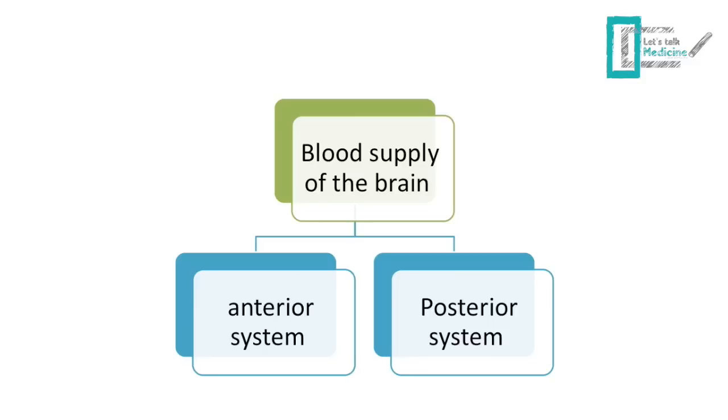And today we're going to talk about the blood supply of the brain and the blood supply of the spinal cord. Now we will start with the blood supply of the brain. The blood supply of the brain is divided into two systems, the anterior system and the posterior system. We will discuss each system one at a time.